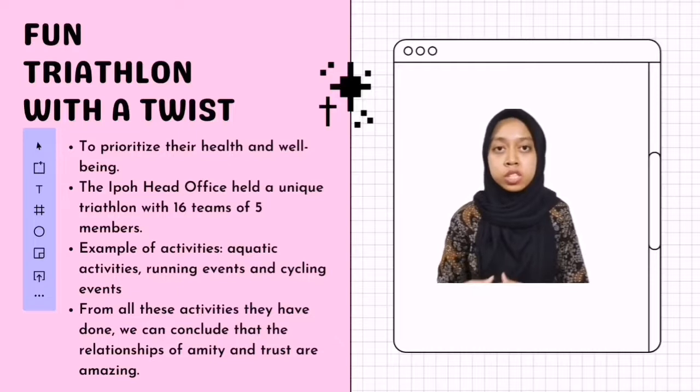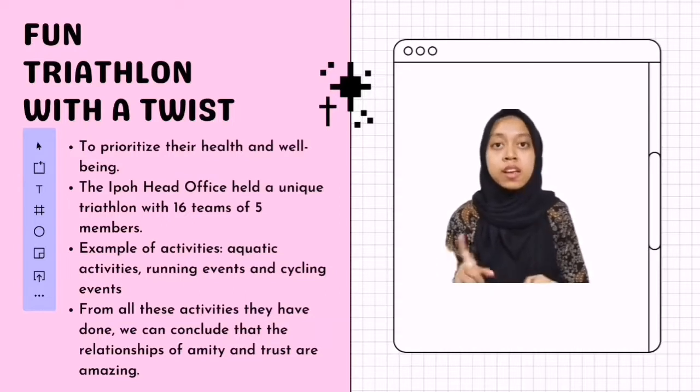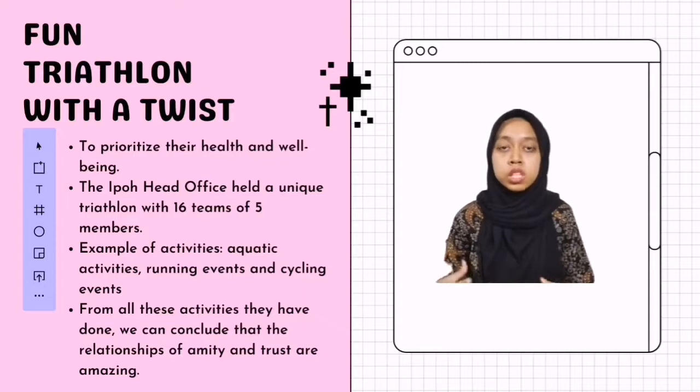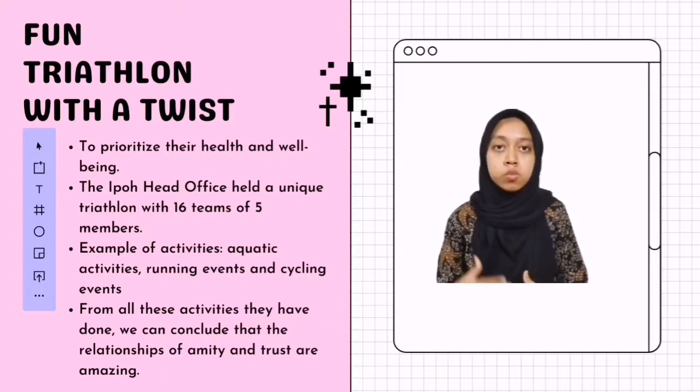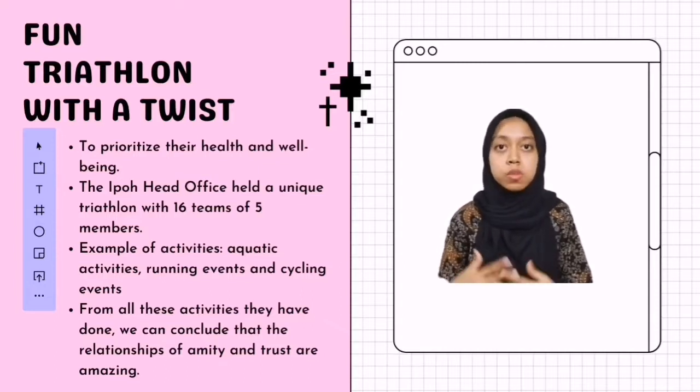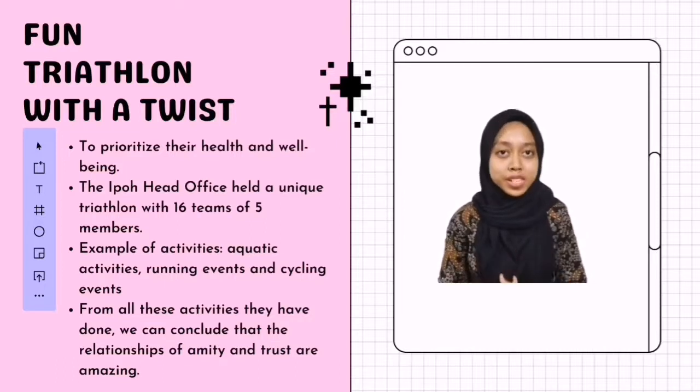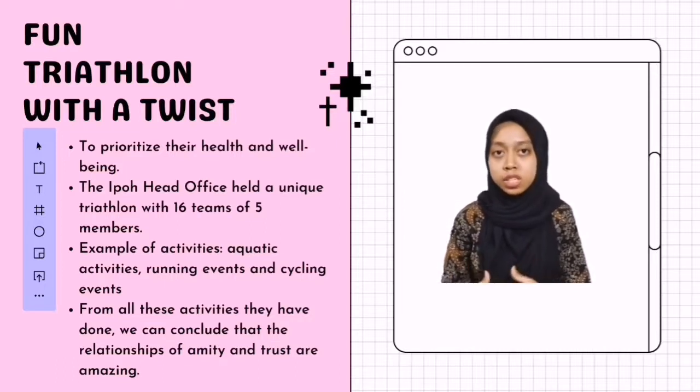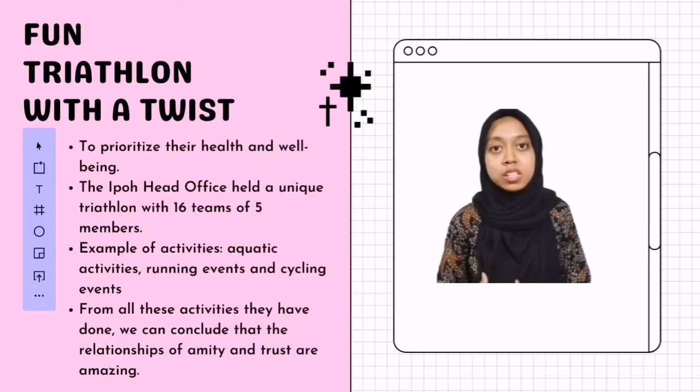This triathlon was held at Kelco Clubhouse. The teams participated in aquatic activities, running events, and cycling events. From all these activities they have done, we can conclude that the relationship of amity and trust is amazing. All the teams collaborated hard to develop the best tactic for achieving the best result.